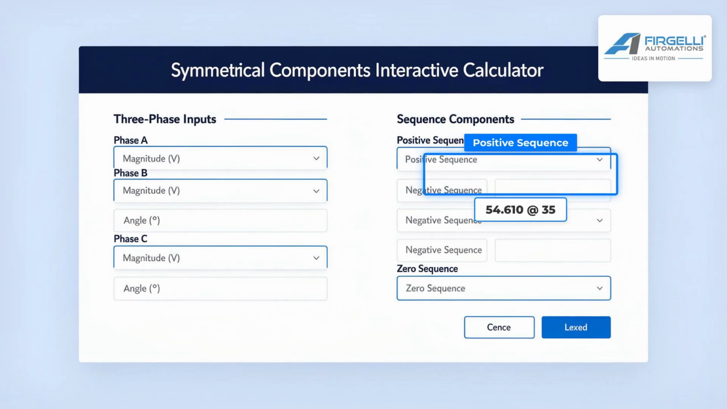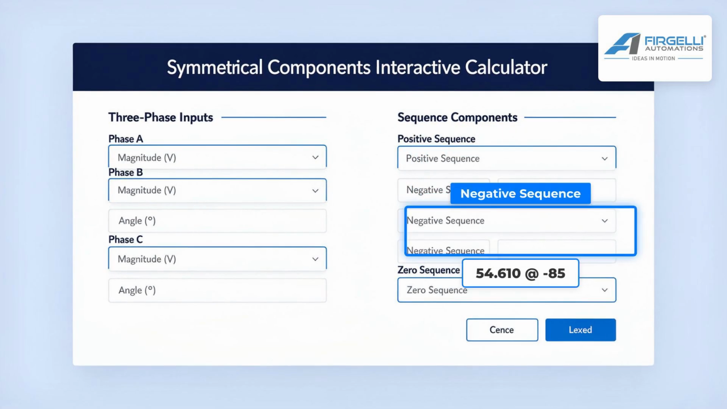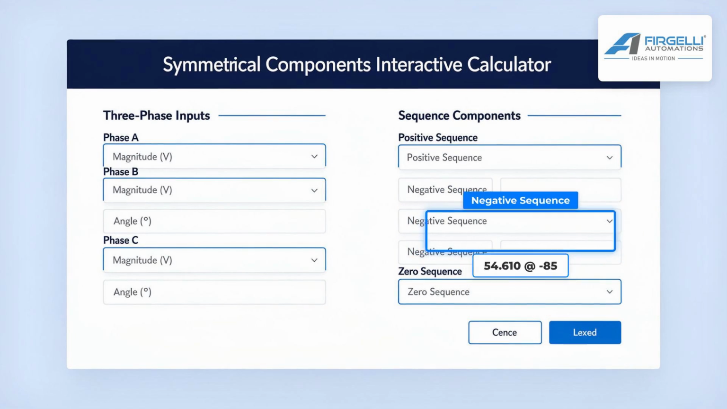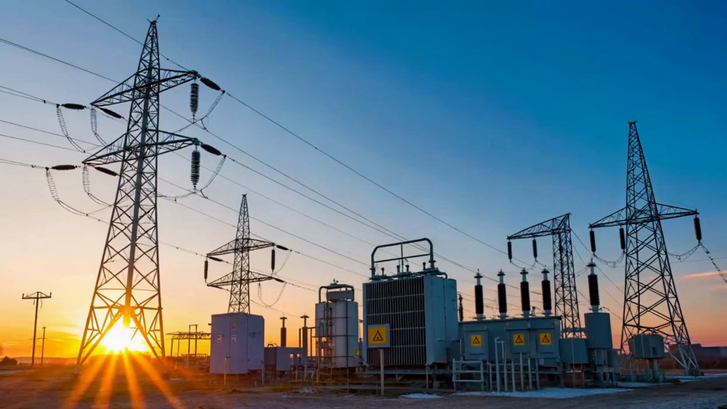After clicking Calculate, we get positive sequence of 54.610 at 35 degrees, negative sequence of 54.610 at negative 85 degrees, and zero sequence of 63.525 at 39.54 degrees. The calculator also shows voltage unbalance at 100% and provides reconstructed phase values. This powerful tool quickly analyzes system asymmetry.